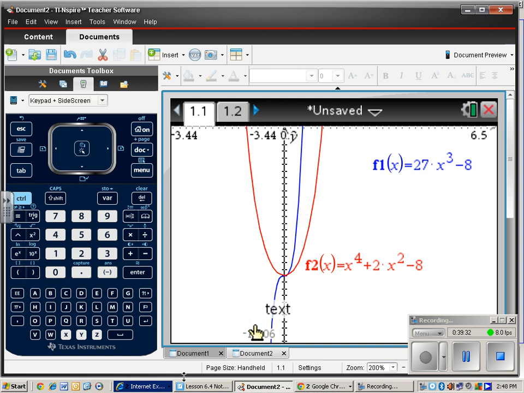Probably don't have time to get them all done. We only have 15 minutes. But do as many as you can. 15, 17, 19, 21, 23, and 25. 15 to 25 odds.